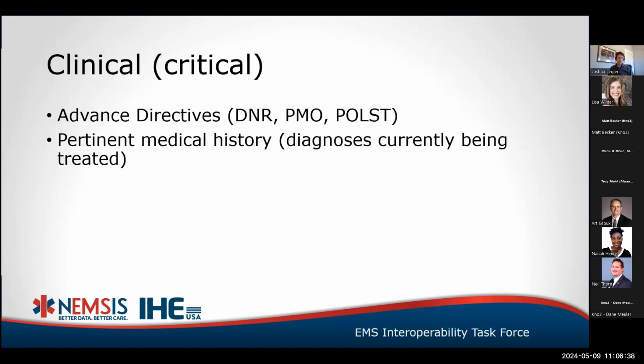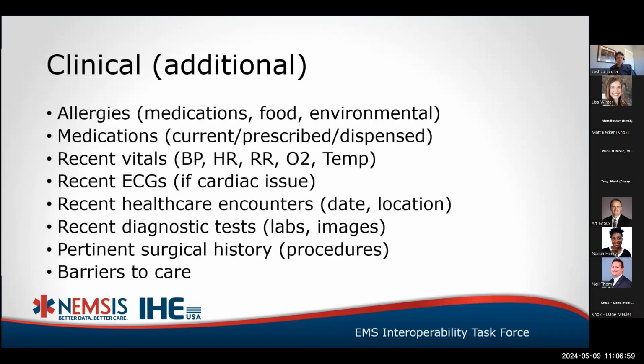Then I listed two things under the clinical list for critical information, one being advanced directives like DNR, portable medical orders, POLST, and pertinent medical history, or in other words, diagnoses that are currently being treated for that patient by healthcare professionals. And then I have a longer list of additional clinical information that we're going to look through and discuss as well: allergies, medications, recent vitals, ECGs, and healthcare encounters, diagnostic tests, recent procedures, and barriers to care. So those are the three lists.